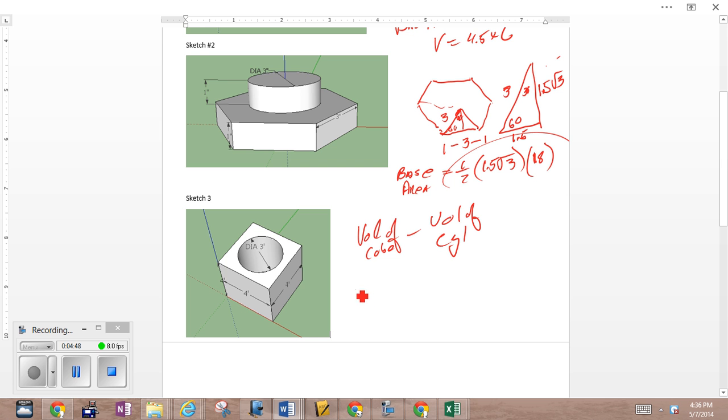The volume of the cube is 4 times 4 times 4. The volume of the cylinder, of course, is pi r squared times the height. r is 1.5, so 1.5 squared times pi, and that times the height of 4. We should be able to subtract them, and that would find us our volume for this shape over here. And that's it.